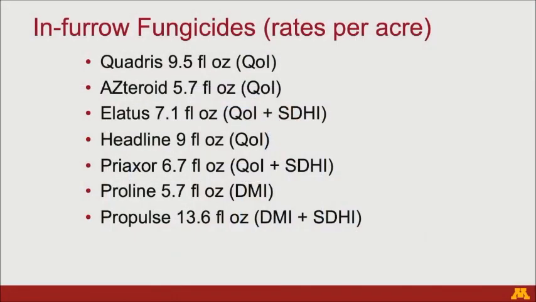So looking at the fungicides, again, all of these are actually available right now. And these are also mentioned if you look at the pocket guide, the 2024, all the rates are available in that. Quadris, Asteroid, Elatus, Headline, Priaxor, Proline, and Propulse, right?